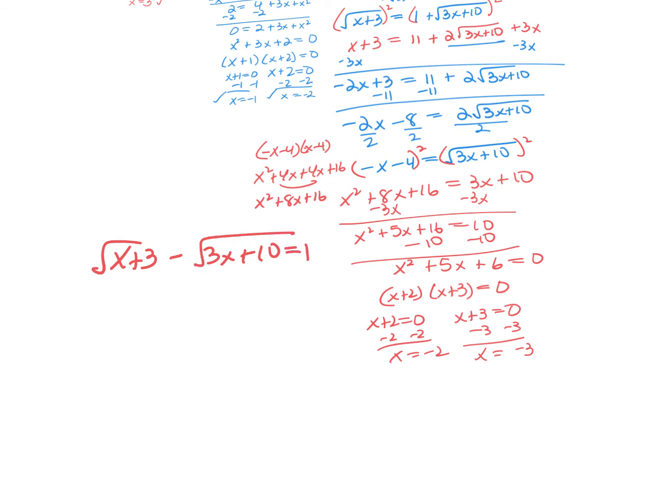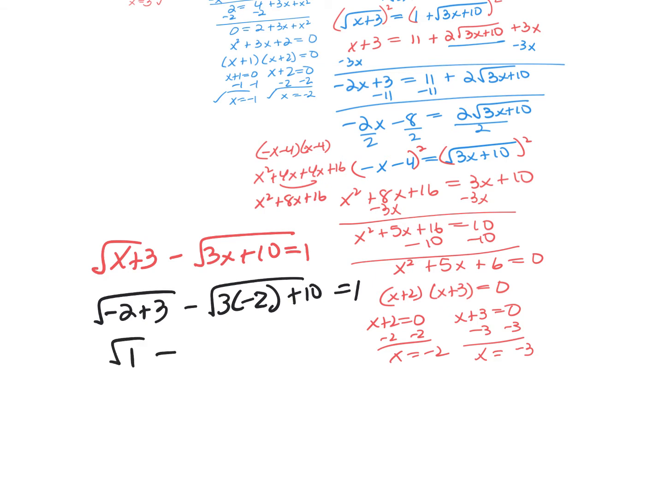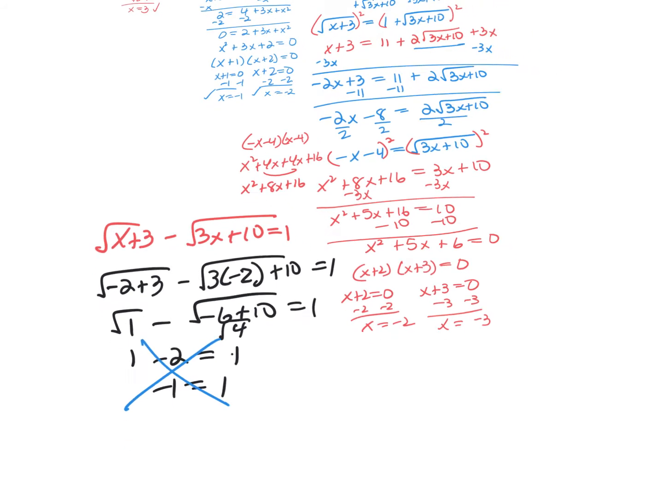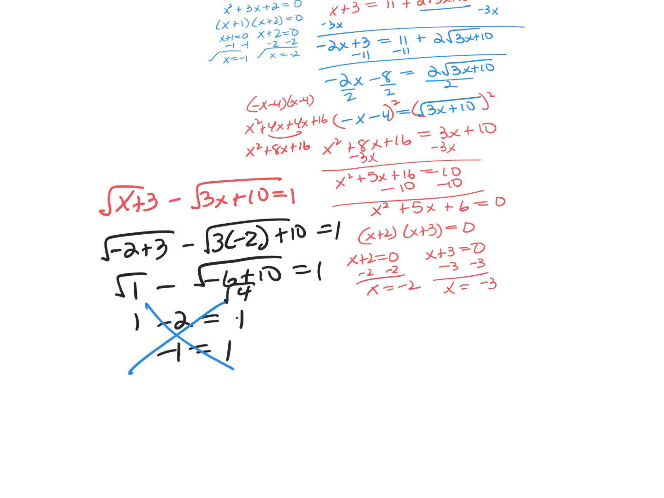So when I plug in first -2, this gives me 1. This gives me -6 plus 10. This gives me 1. This gives me 4. So then the square root of 4 is 2. So this, when I subtract, is -1 equals 1. This is wrong. So then now if I check the other one, and I'm still using this, but this time I'm going to plug in -3.